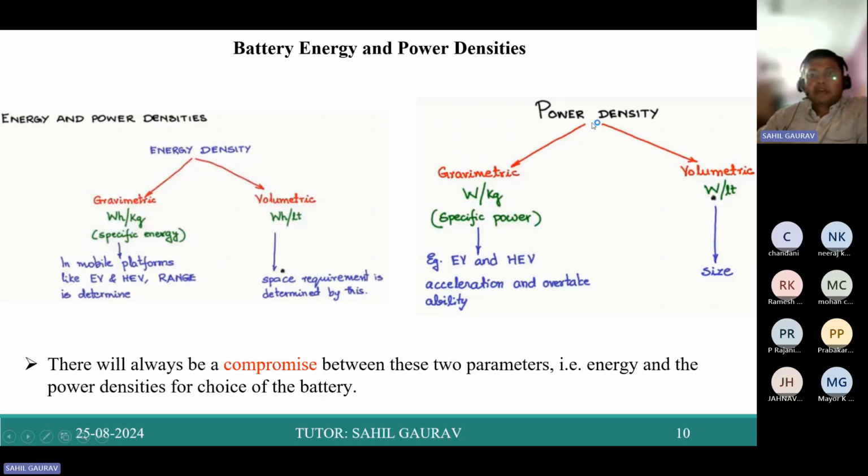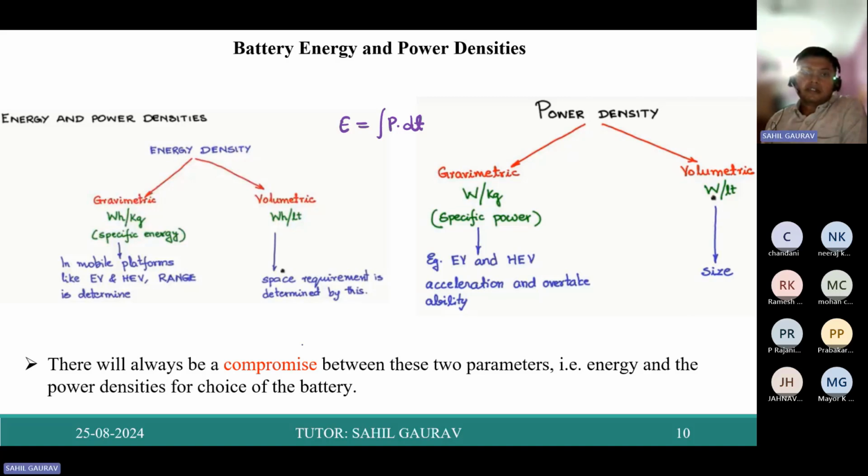Now, similar to energy density, we have power density. If we integrate power, then we get the energy. So here this gravimetric power density will be represented by watt per kg, and volumetric power density will be represented by watt per liter. So like the previous case, this specific power is for mobile platforms, where the acceleration and overtake ability will be considered from this gravimetric power density. And this volumetric power density, the size is determined from this volumetric power density.